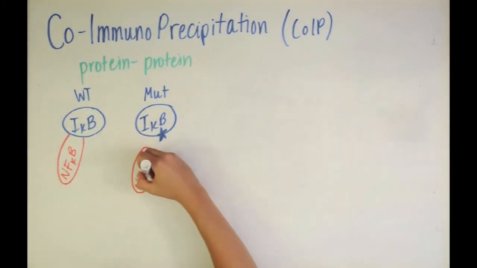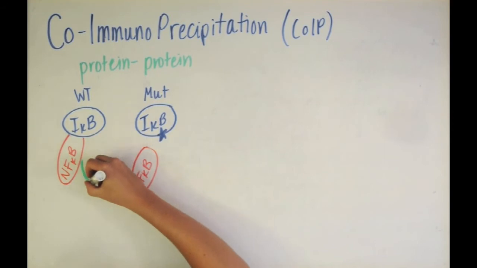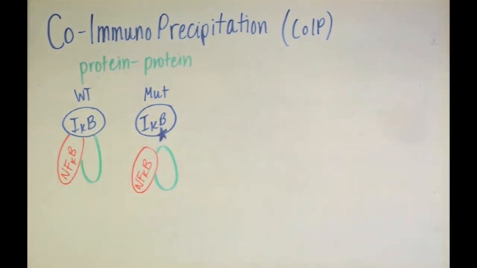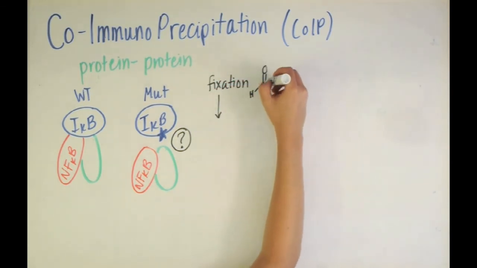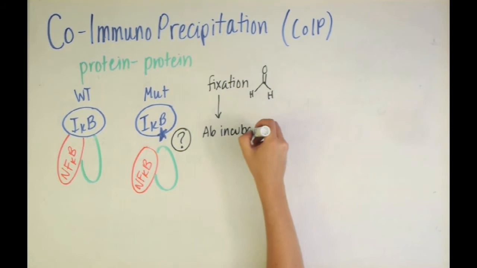Here, we have wild-type I-kappaB bound to NF-kappaB and a mutated I-kappaB unbound. Now say you know that there's a really good antibody for NF-kappaB, so you decide to use it as your primary.